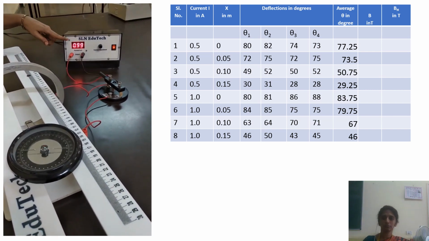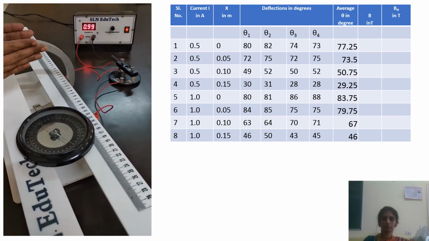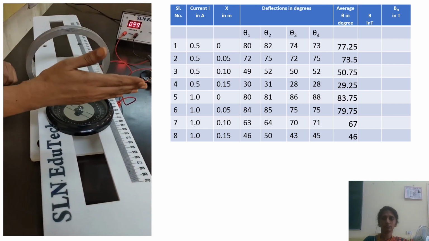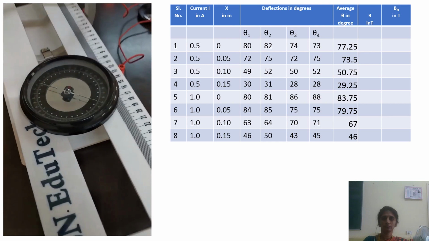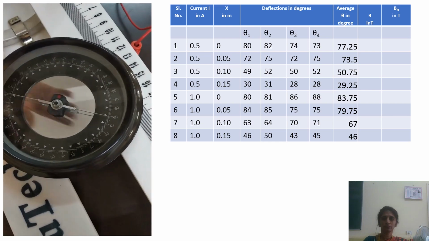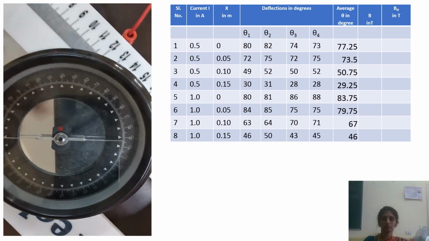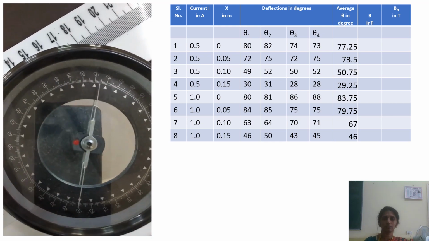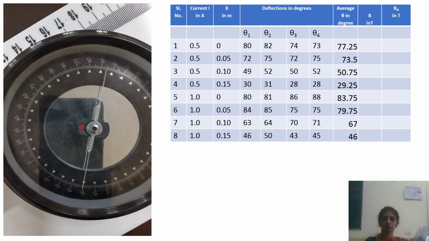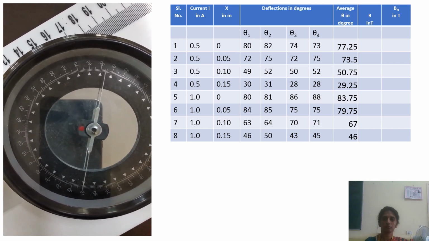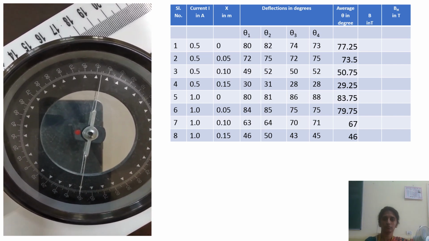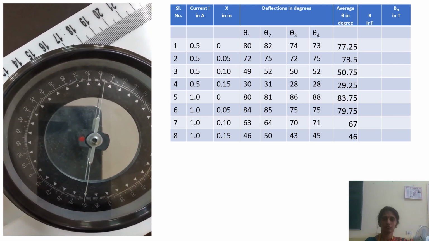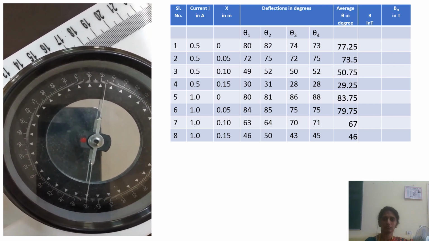Now the current is 1 ampere. The compass is away from the center of the coil by 15 centimeter. So again I have to note down theta 1 and theta 2. You can note down the value of theta 1 we are observing, 46. And this side it is 50. Theta 1 is 46, theta 2 is 50.